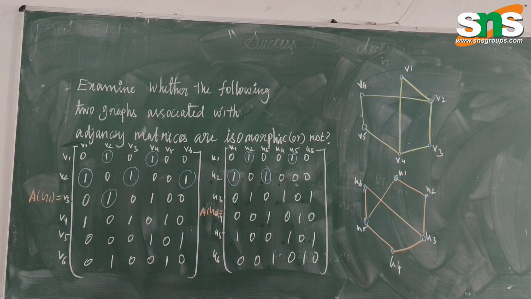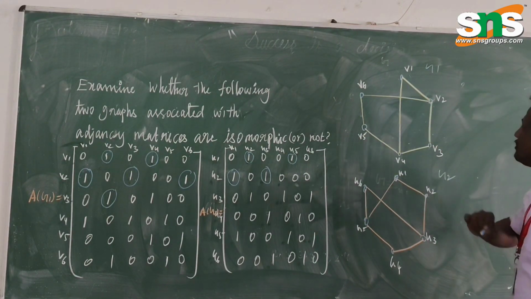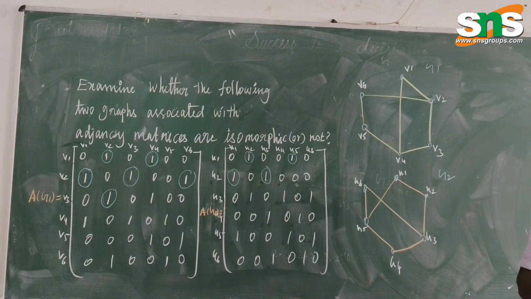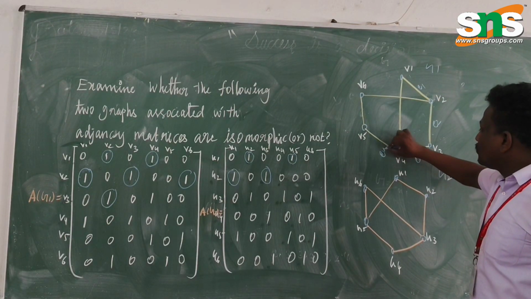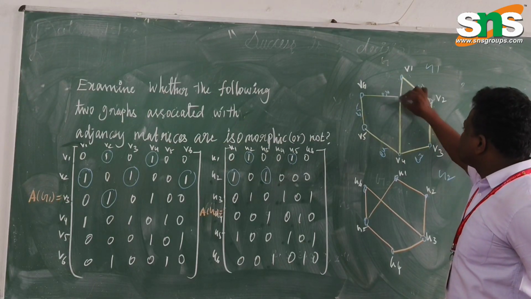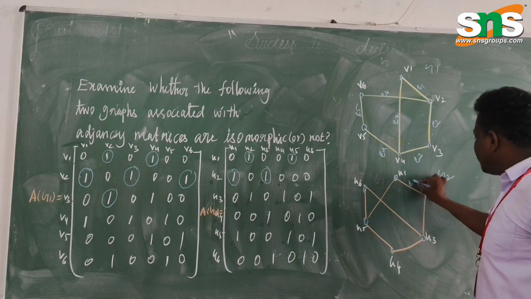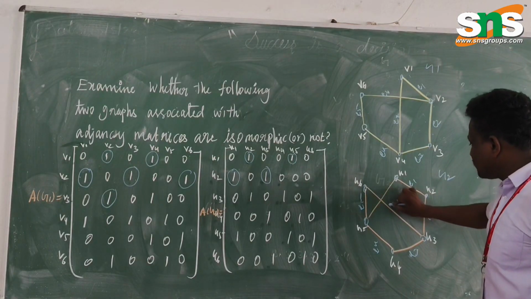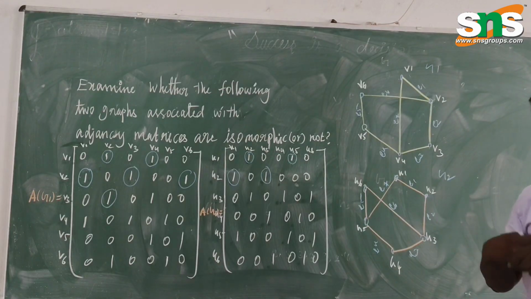After we complete drawing the diagrams, let me check the other conditions. So far we have checked only one condition in both graphs. This is graph 1, this is graph 2. In both graphs we have the same number of vertices, which is 6. Let me check whether we have the same number of edges. This is edge 1, edge 2, edge 3, edge 4, edge 5, edge 6, edge 7. Let me check how many edges we have in graph 2: edge 1, edge 2, edge 3, edge 4, edge 5, edge 6 and edge 7. So both graphs have the same number of edges too.